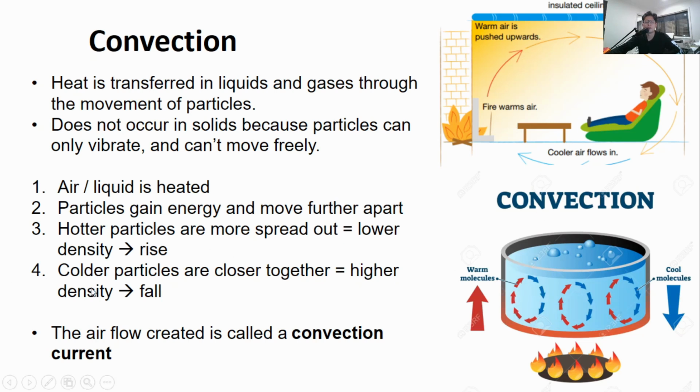Part 4 is colder particles are close together, so they have a higher density, so that means they're heavier and they start to fall. And notice how there's a bit of a cycle going on. The warm air is pushed up, it gets cooler and starts to sink, and it keeps going that way all the way around. Same with this boiling water. We get the hot water going up and the cold water going down. This airflow or water flow is called a convection current. They're all just called convection currents.